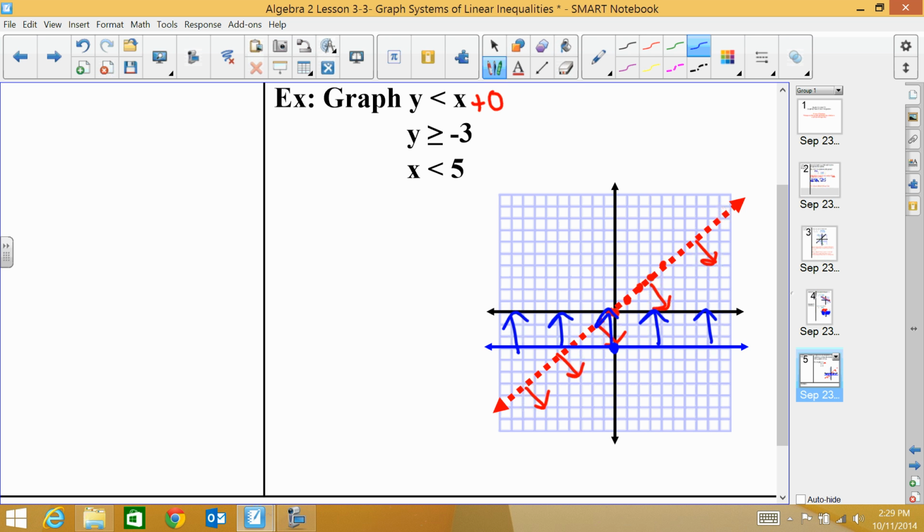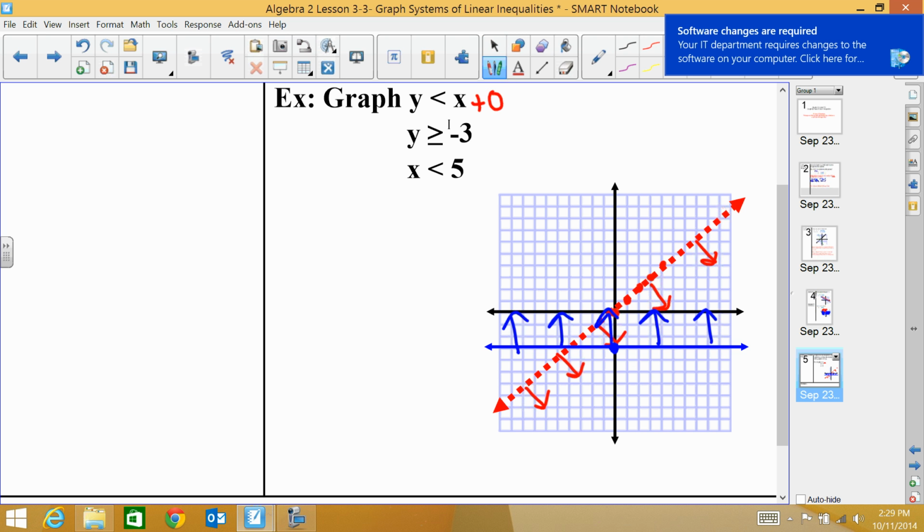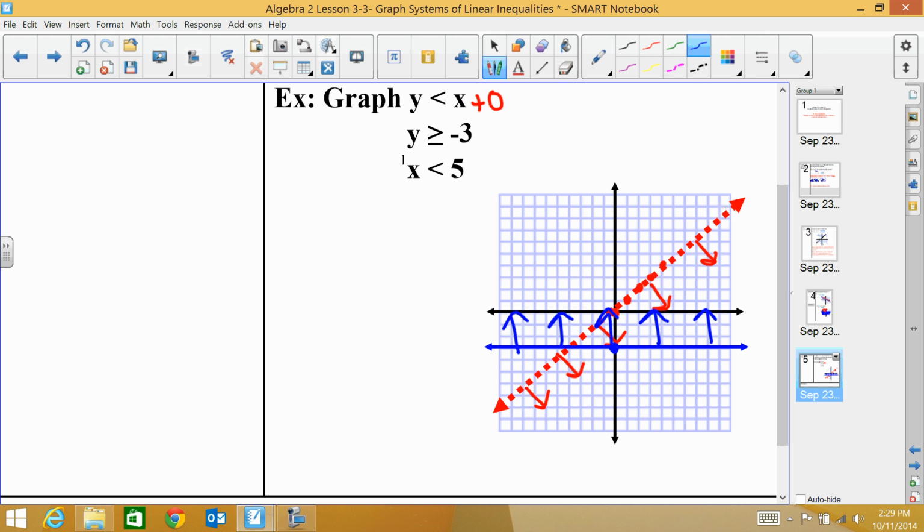Okay, and then the last line I have is x is less than 5. So if I go to that, x is less than 5, this has no y. So in this case, it would be a vertical line. I'm going to use green for this one. So 1, 2, 3, 4, 5, and it would be a vertical line, and it's going to be dotted because there's no equal to sign underneath. So it'll be like this. Whoops. Make that a little bit over.